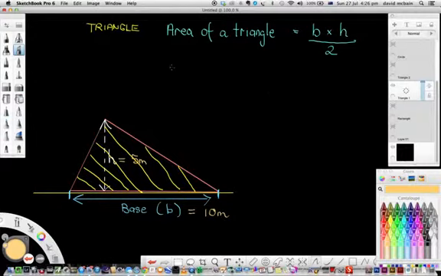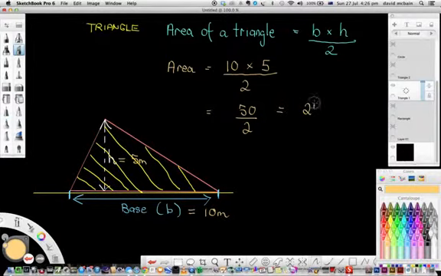So to work out the area of this triangle, the area equals the base times the height divided by 2. So the base is 10, so it's going to be 10 multiplied by the height. The height is 5, and then we divide all of that by 2. So that's going to equal 50 over 2, which is 25. Now once again we're working out area, and so once again the units will be something squared. And in this case, because our measurements were made in metres, it'll be metres squared.